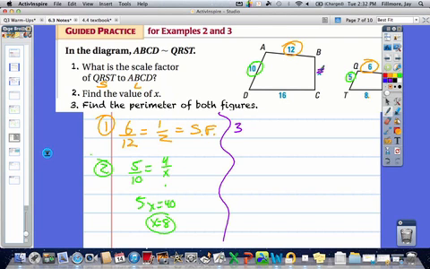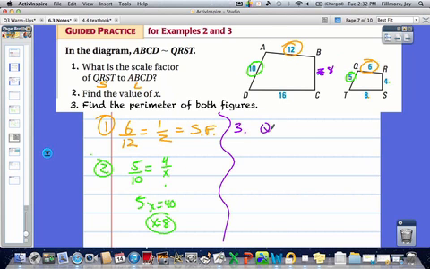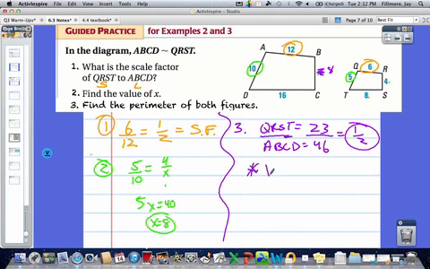And for part 3, find the perimeter of both figures. Well, we know that x is going to be 8, so if we find the perimeter of both of these, the perimeter of QRST, if we count all these up, is 23, and the perimeter of ABCD ends up being 46. Well, what do you notice if you write these as a fraction, as a ratio? Well, this reduces to 1/2.